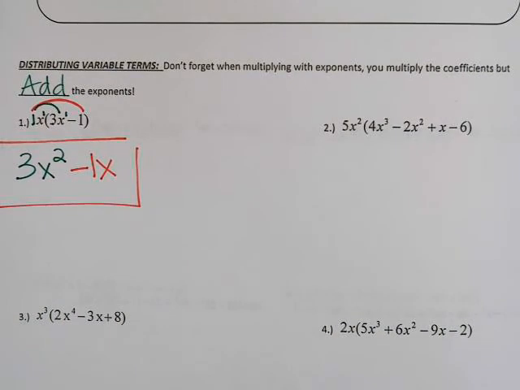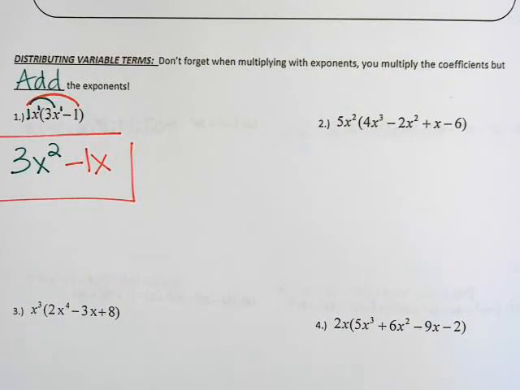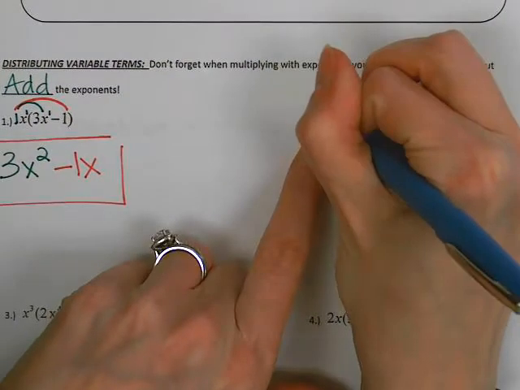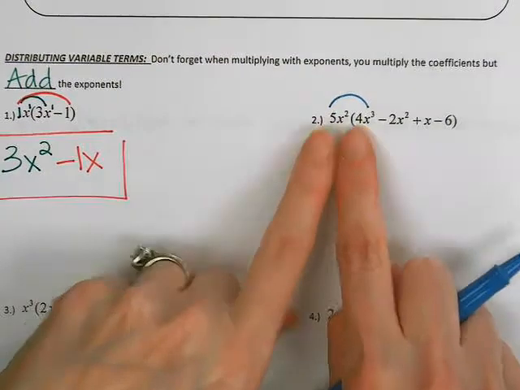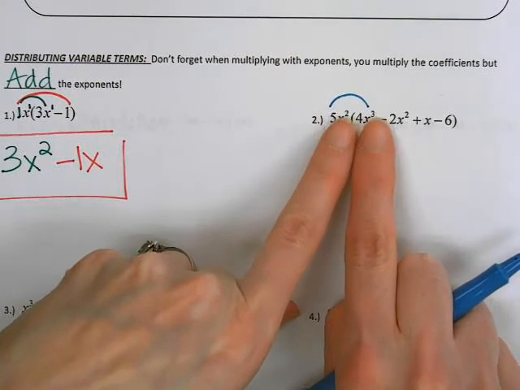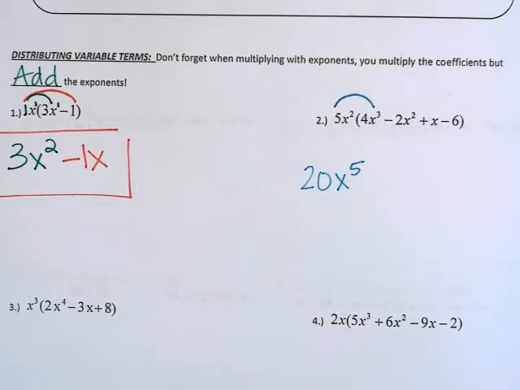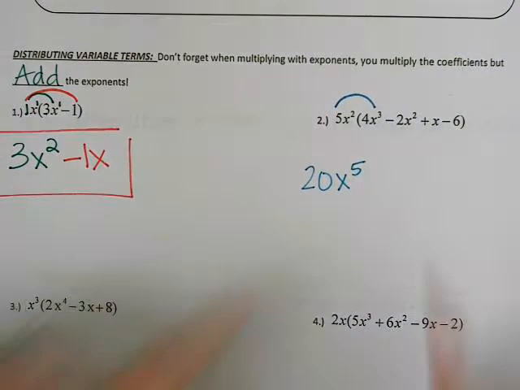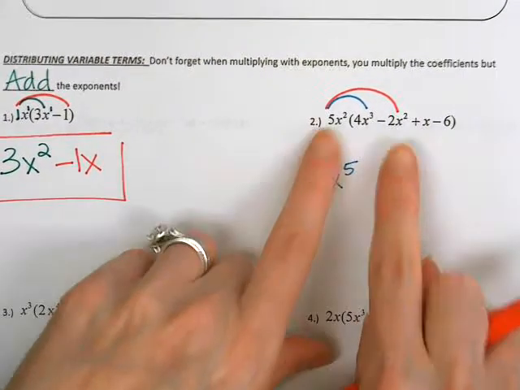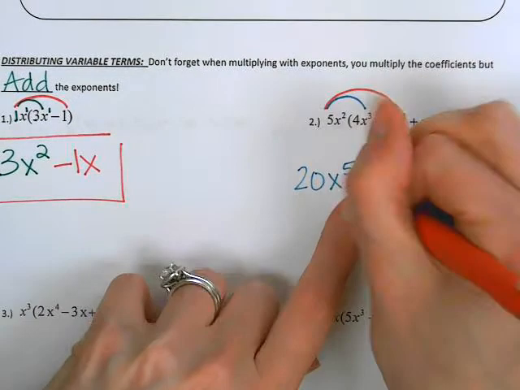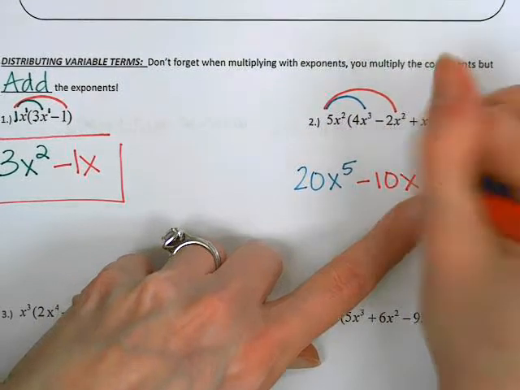All right, let's try number 2. And a lot of these, guys, I would try it yourself first before you watch me do it. Okay, 5x squared times 4x to the third. You multiply numbers but add the powers. So 20x to the fifth. All right, on to the next one. 5x squared times negative 2x squared. You multiply the numbers, so negative 10, and you add the powers. 2 plus 2 is 4.